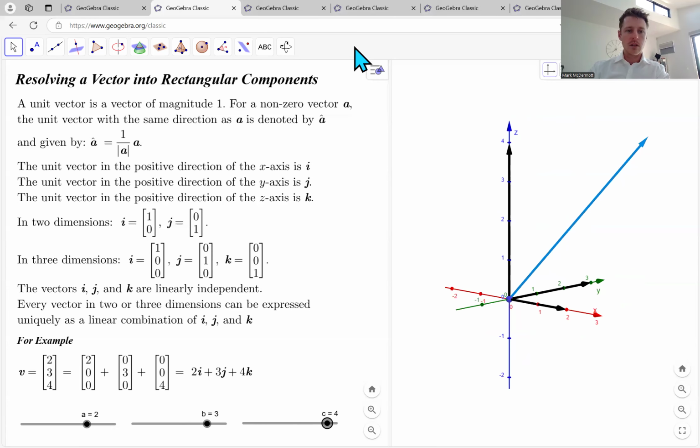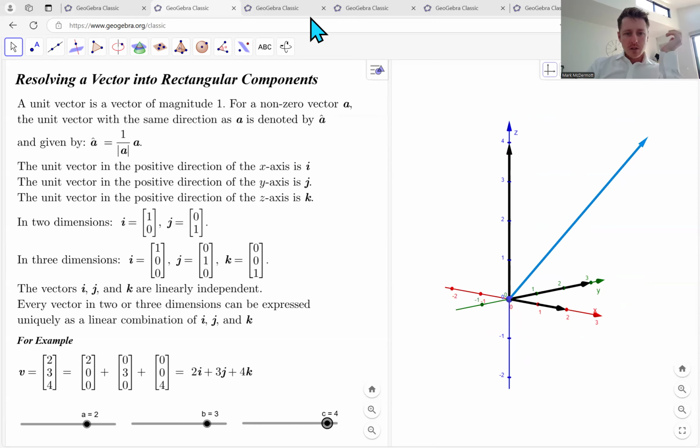however you like. So that is what it means to resolve a vector into rectangular components. You're sort of just doing this operation. You're multiplying the unit vector by a scalar quantity to get any vector you like.